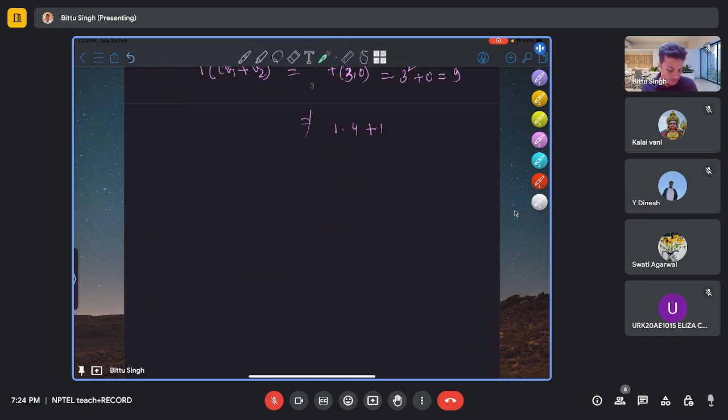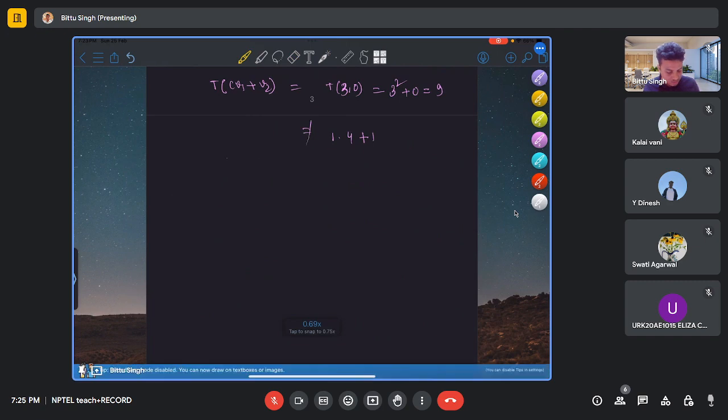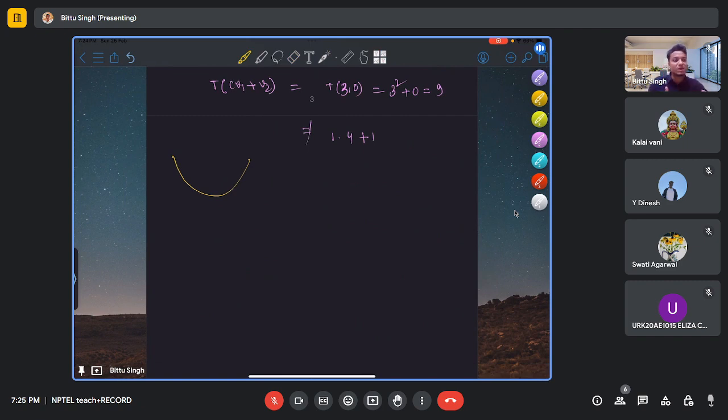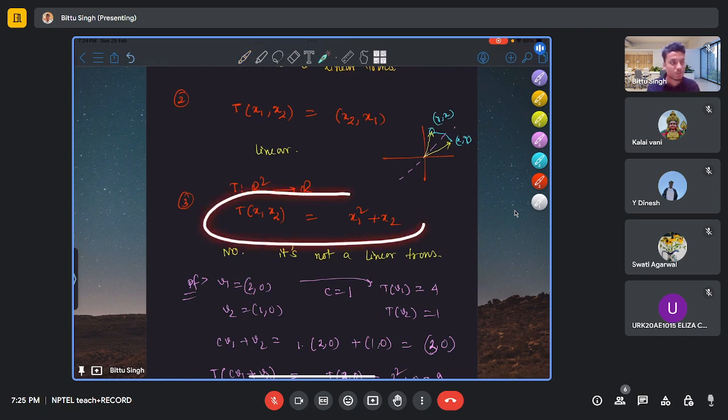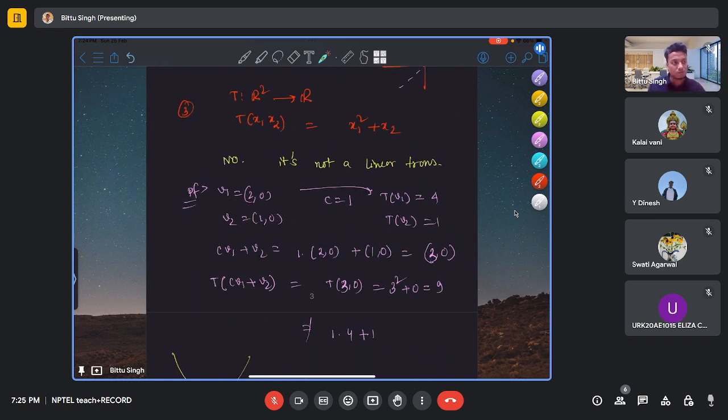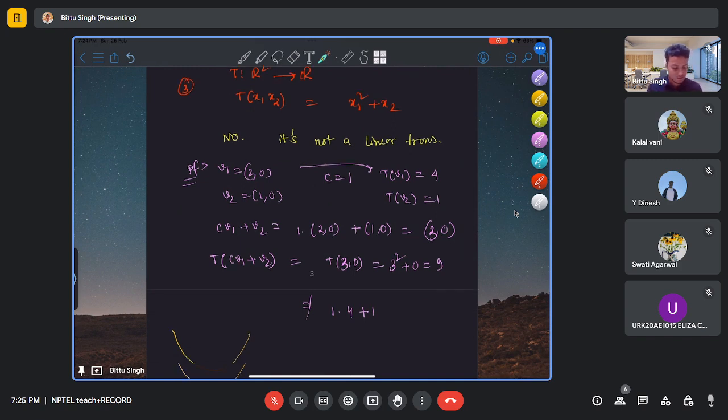Actually, for this case, if you project on some plane, the graph will look like this, and you can see that it is not a line. That is, the range is not a linear thing. Okay, here the range is not a linear space. What is the meaning of linear space? It is a plane or a line, not that kind of thing. That is the problem in this case.